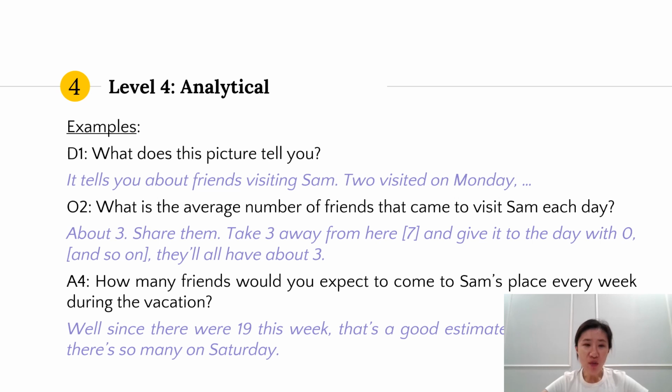And lastly, how many friends would you expect to come visit Sam every week during the vacation? So well, since there are 19 this week, there's a good estimate. So maybe they'll say there's about like 20 because there's so many on Saturday.